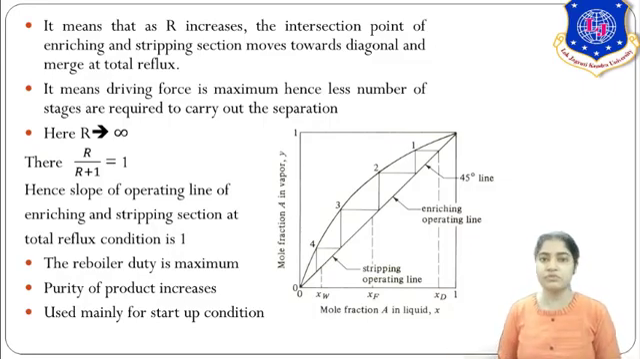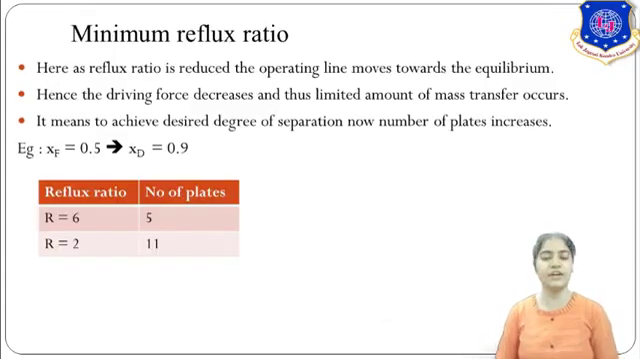And it is mainly used for the startup condition. When you shut down your plant, and after shutting down the column has to be restarted, at that condition you use total reflux. Once the desired level of separation has been achieved and the desired operating condition has been settled, then you can change your reflux. But when you are starting your plant, total reflux is preferred. The next kind of reflux ratio is minimum reflux ratio.